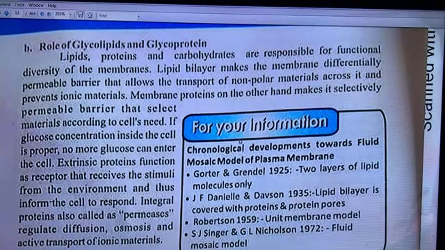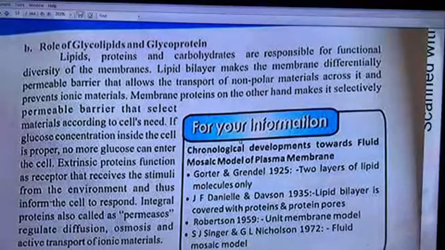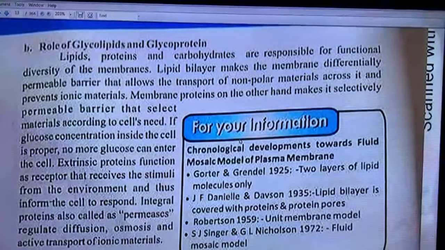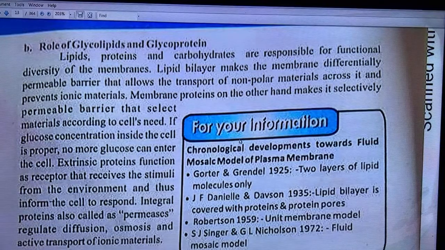Lipids, proteins, and carbohydrates are responsible for the functional diversity of the membrane. The lipid bilayer makes the membrane a differentially permeable barrier that allows the transport of non-polar material across it and prevents ionic materials. Membrane proteins, on the other hand, make a selectively permeable barrier that selects materials according to cell need. If glucose concentration inside the cell is proper, no more glucose can enter the cell.